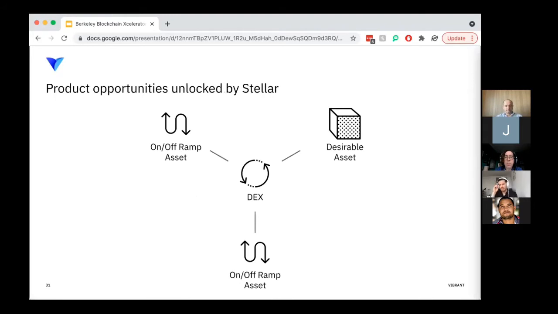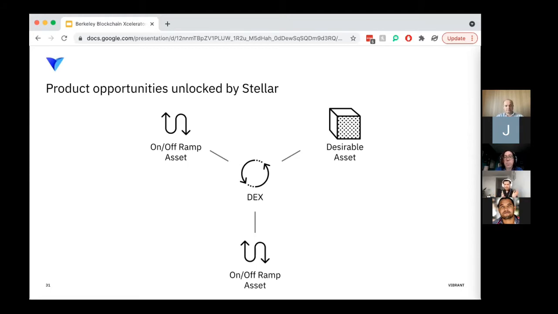The way I like to think about product opportunities on top of Stellar, this is an oversimplification, and you can put the other teams on this call through this lens as well. You've got really two categories of assets: on and off ramp assets and desirable assets. On and off ramp assets might be the Argentinian peso or the Nigerian naira. They're ways for people to load value into and out of the network. It's what an anchor is, what Justin said before. And then you have assets that people are trying to get to for some financial goals. These are things like USDC, the dollar stablecoin, or Tesla stock.